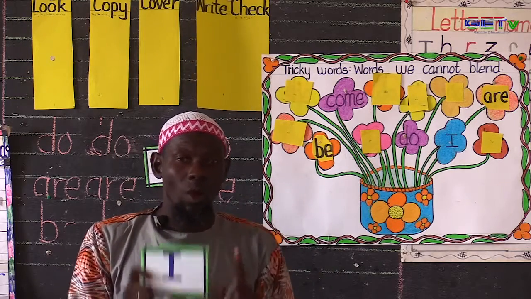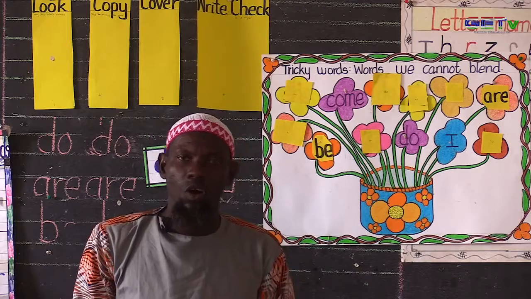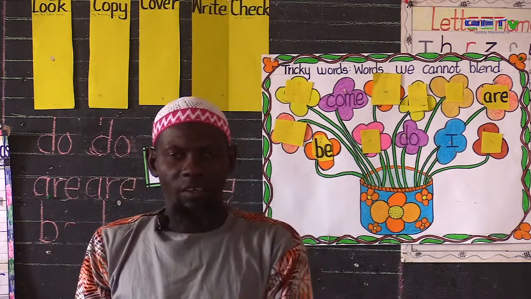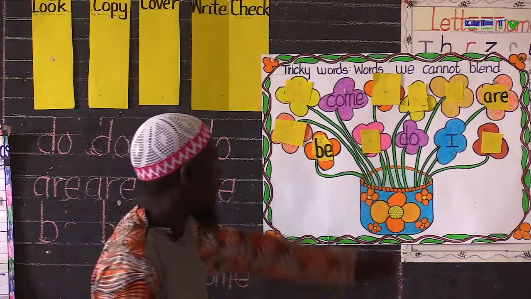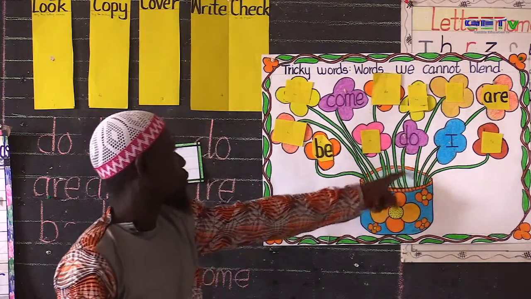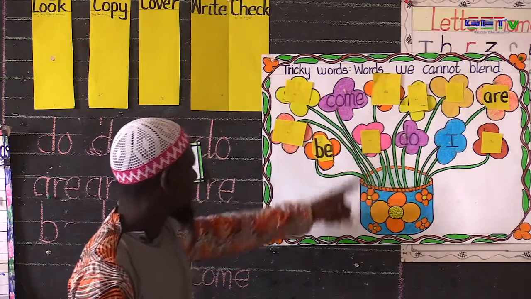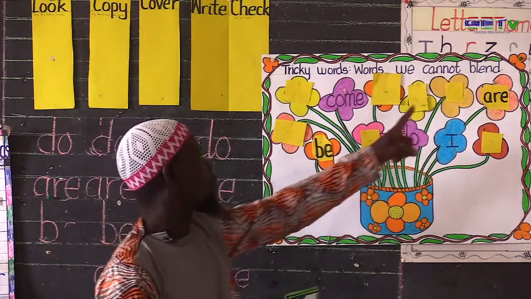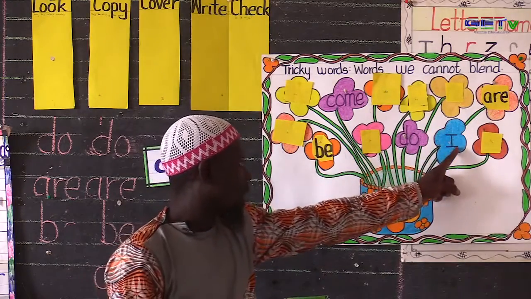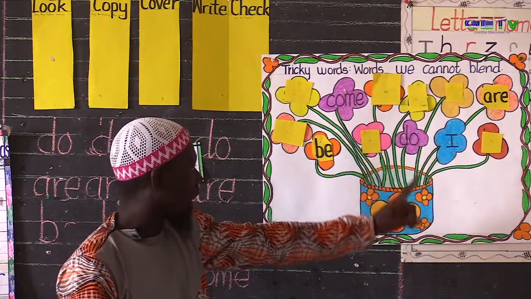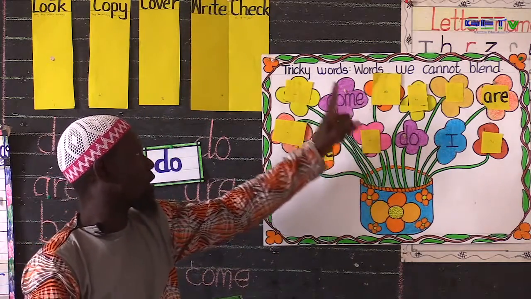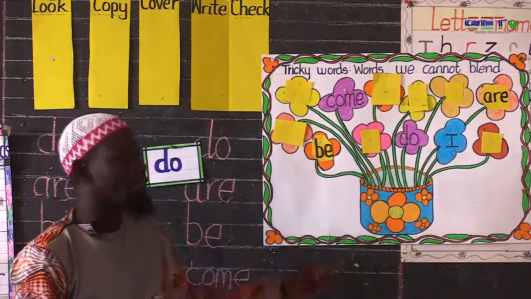Boys and girls, what are tricky words? Tricky words are words that we cannot blend. Among them, we have I. Among them, we have do. We have come. We have be. And we have are. A-R-E, are. I stands as I. D-O, do. C-O-M-E, come. And B-E, be.